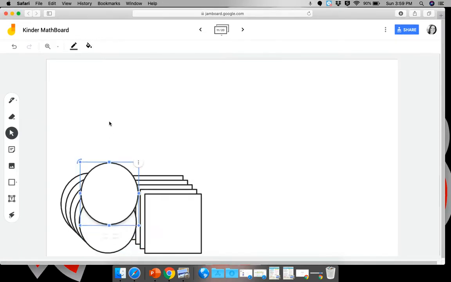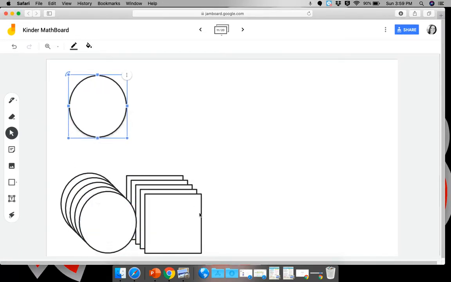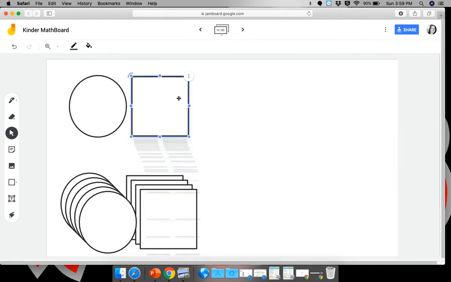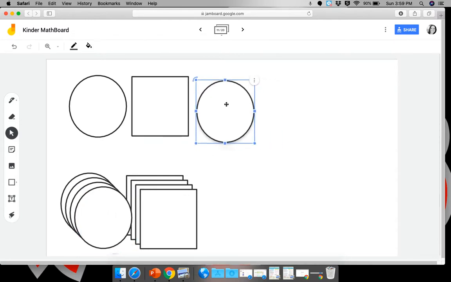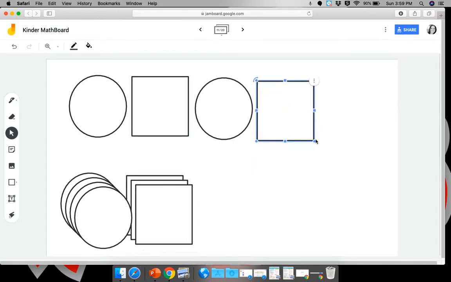I'm going to start. Who can tell me what shape this is? Shout it out. Circle. Good job. And then what shape is this? Square. Perfect. If I read my pattern out loud, I'm going to say circle, square. Who can tell me what comes next? Good job. Circle, square.